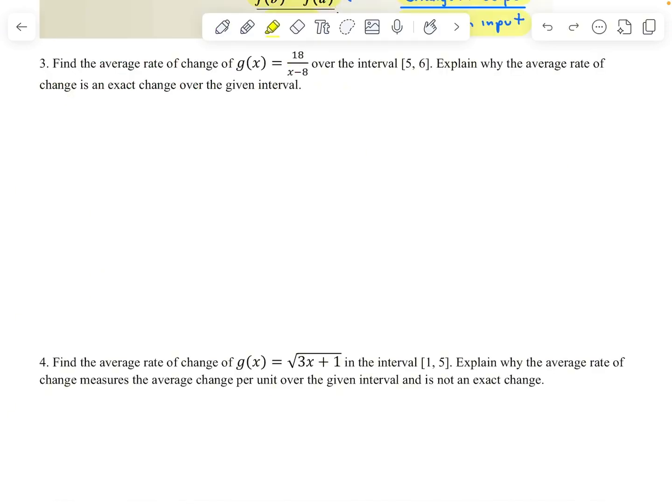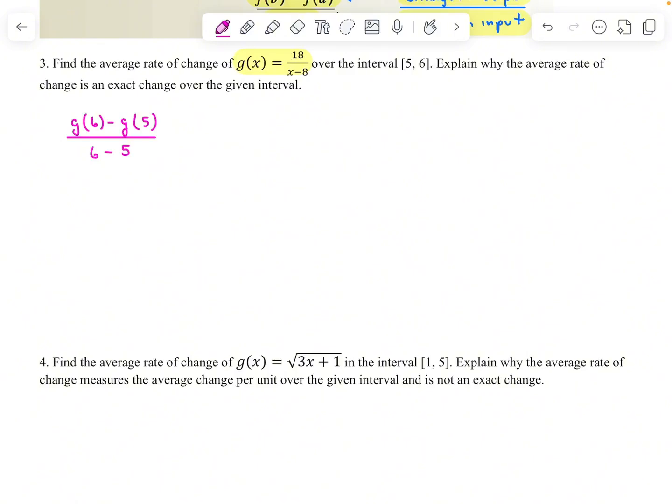Find the average rate of change of g of x is equal to 18 divided by x minus 8 over the closed interval 5 to 6. Explain why the average rate of change is an exact change over the given interval. Okay, so we need to apply the average rate of change formula. So here we're going to have g of 6 minus g of 5 all divided by 6 minus 5.